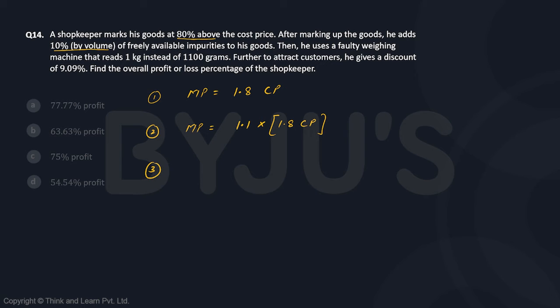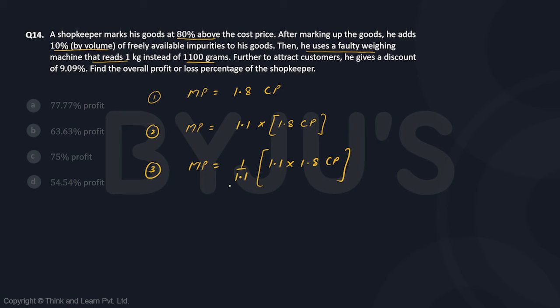The third one, he uses a faulty weighing machine that reads 1 kg instead of 1100 grams. So it is underweighing, by a factor of 1.1. Okay, so now the market price will be divided by a factor of 1.1. Okay, so the new market price will be 1 upon 1.1 multiplied by the original market price in the previous step. So that is 1.1 into 1.8 CP.